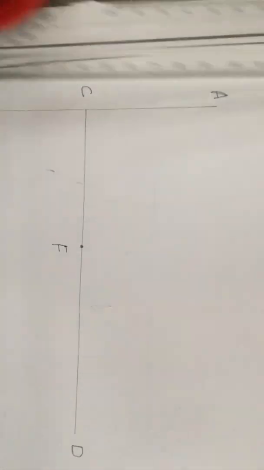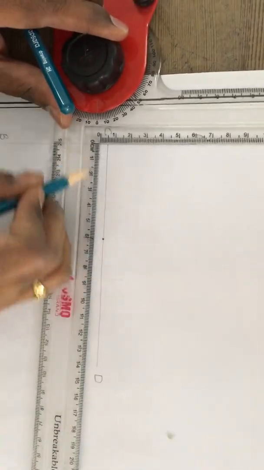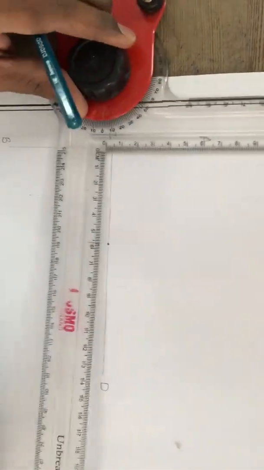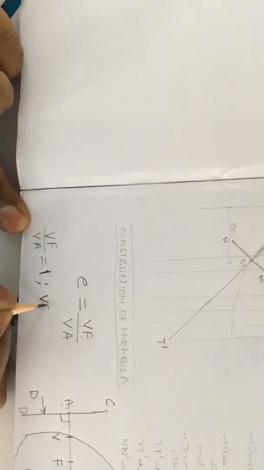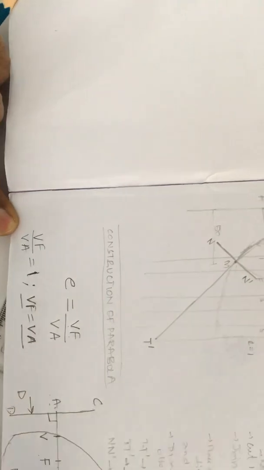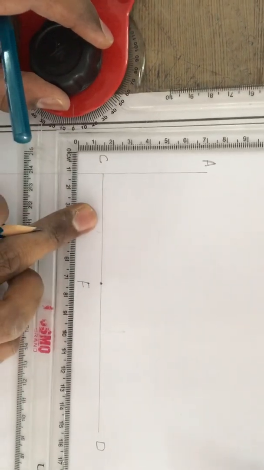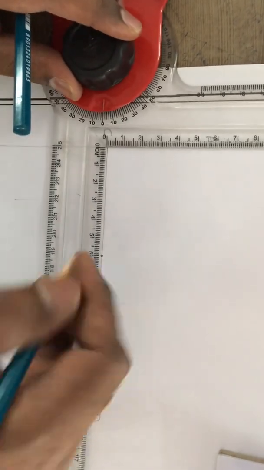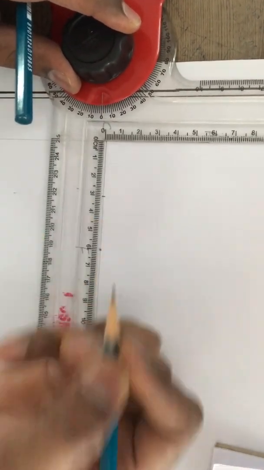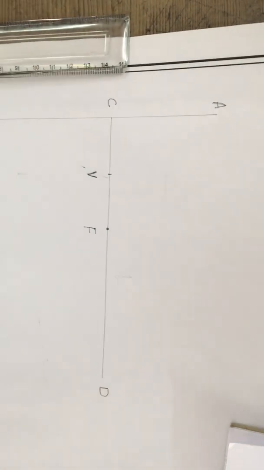Now once the focus is located, we are supposed to locate the vertex, the point on the axis where the curve is passing through. For the parabola, VF by VA equals 1, so VF equals VA. That means the distance from vertex to directrix is equal to the distance from vertex to focus. How much is the distance of this? This is 60, so I need to locate the vertex at a distance of 30. Let this be V. I hope you are getting it, dear students.